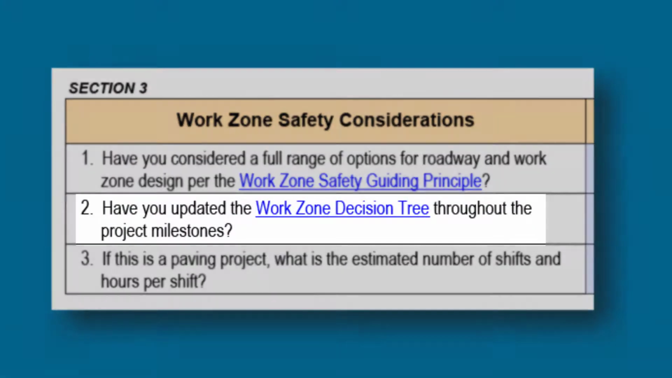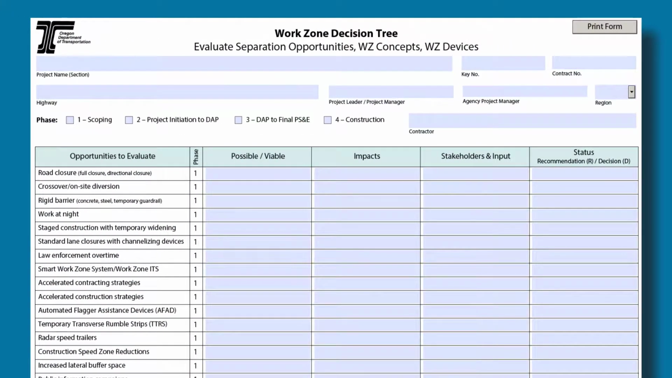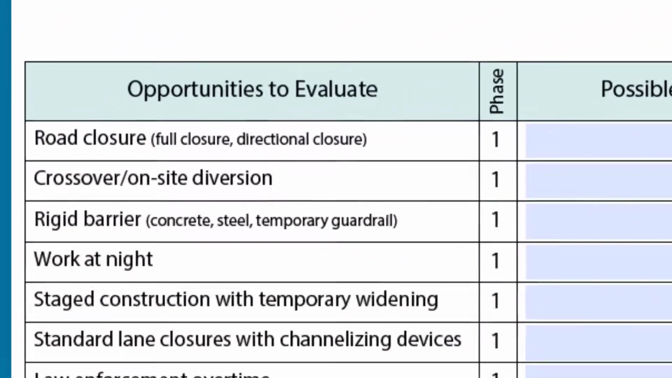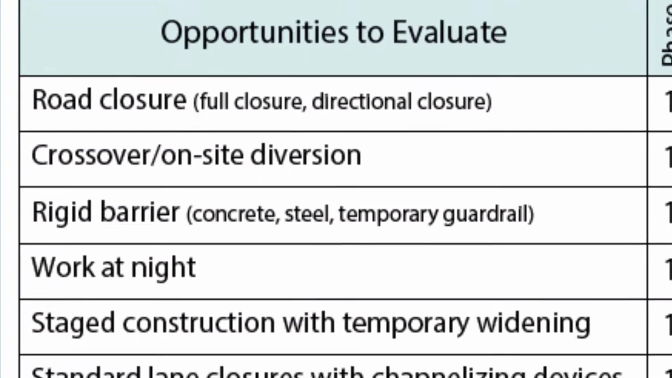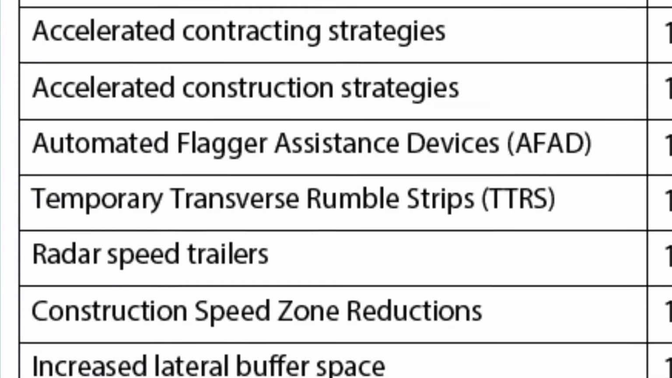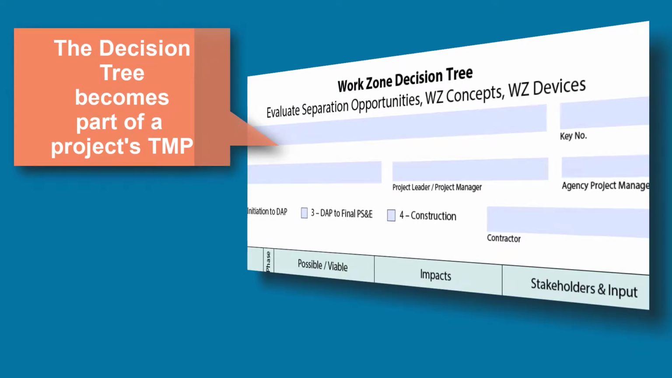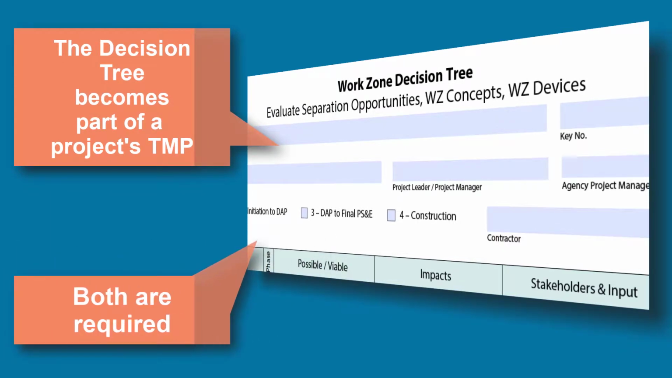Question 2 asks if the work zone decision tree has been updated throughout the project milestones. The work zone decision tree form is used to consider planning and design options for projects including staging, traffic control, separation strategies, public involvement, and communications. The decision tree form becomes part of the project's transportation management plan, both of which are required for all projects.